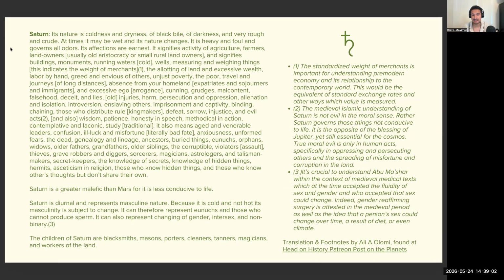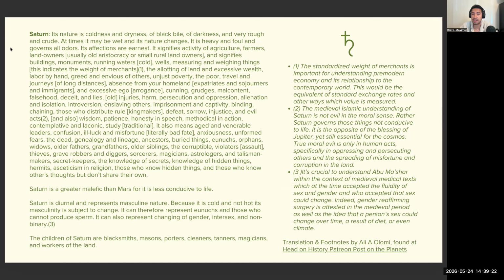It represents defeat, sorrow, injustice, and evil acts. And also wisdom, patience, honesty in speech, methodical in action, contemplative, laconic. They study traditional sciences. These are all some of the virtues of Saturn here, especially, and why, in the medieval world, they don't view Saturn as completely terrible, because they have respect for it as you can see here. It means aged and venerable leaders. So old people and traditions and honesty and patience, they have a lot of reverence for that for Saturn.